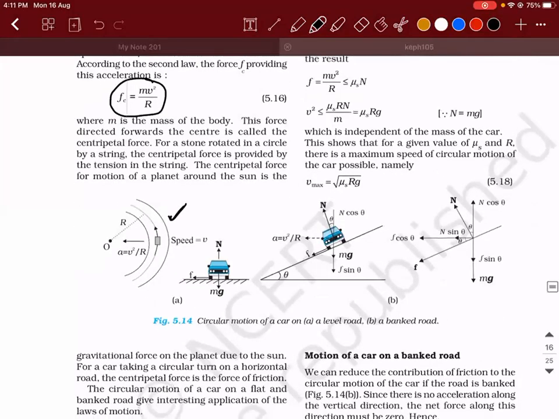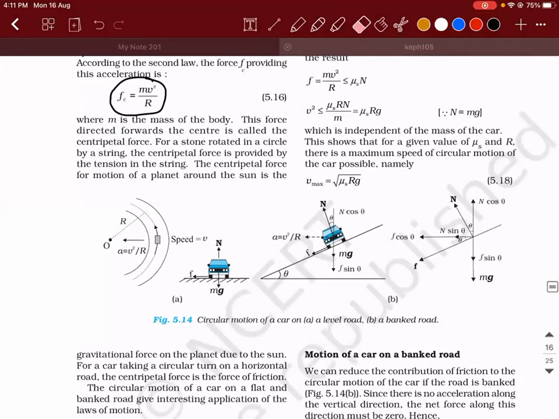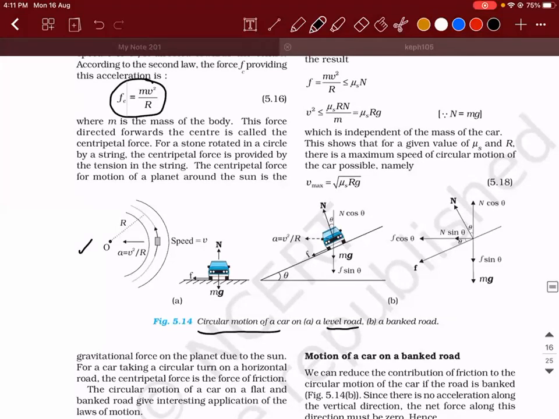The heading will be when a car is moving on a rough surface. So there's the circular motion of a car on a level road and on a banked road. What is this banked road? We will see next. Shall I get started, guys? Yes, sir.